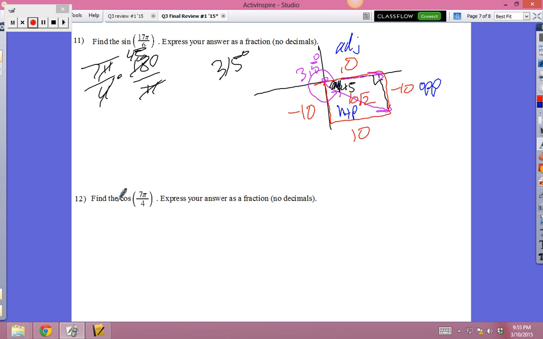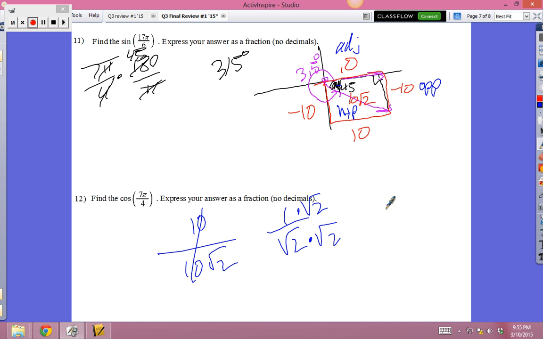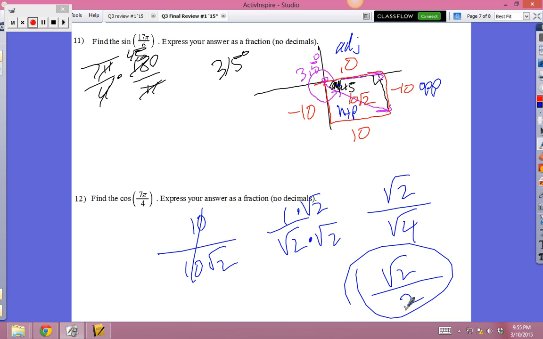So the cosine, they want the adjacent over the hypotenuse, so they want 10 over 10 square roots of 2. Your 10's divide out, so you got 1 over square root of 2. Can't leave a square root on the bottom, times the bottom by square root of 2, times top by square root of 2. So on top you got square root of 2, and on bottom you got square root of 4. So you got square root of 2 on top, on bottom you got 2.